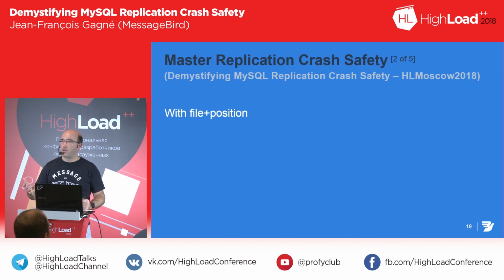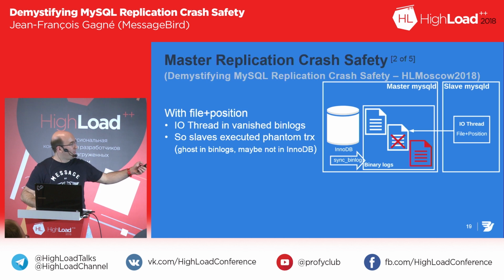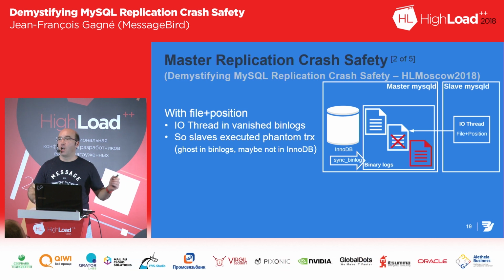So the first failure mode that I will talk about is when the slave is configured to replicate with file and position, so not with GTID. So we have an IO thread that is pointing in a binary log that is gone. So at this point, the slave has executed transactions that are gone from the master binary log. And this is because sync bin log here equals 0, and the master has crashed.